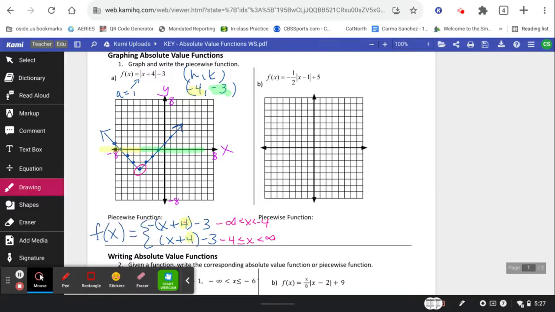Let's go do the next one. Same as we did over here. Let's pull out the hk. Why don't you pause the video at this time and try to graph it on your own? All right, let's see how you did. Did you get the 0.15?